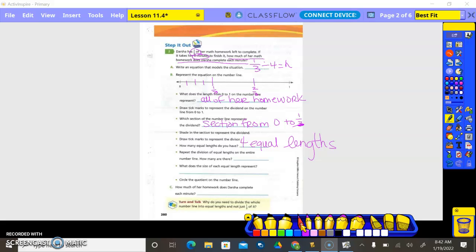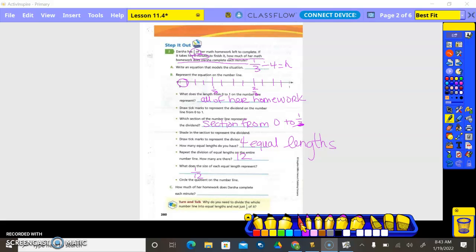Okay, repeat the division of equal lengths on the entire number line. Okay, so they want us to go ahead and do those. So we have to break these into 4. Okay, so how many total tick marks do we have? So we have 3 sections with 4 in each, so 12. What does the size of each equal length represent? So if we have 12, then it would be 1/12, right? Okay, then it says circle the quotient on the number line. So basically, it would just go from here to here, right?